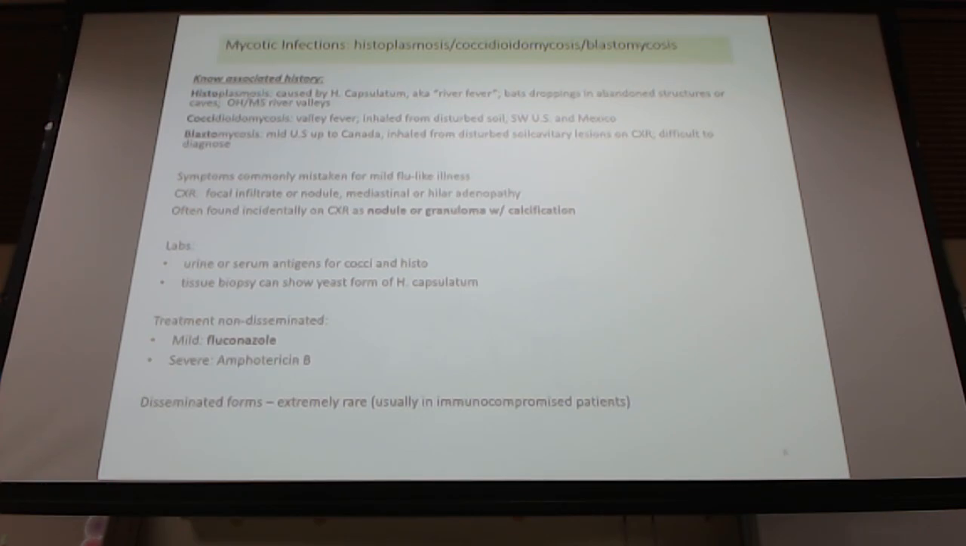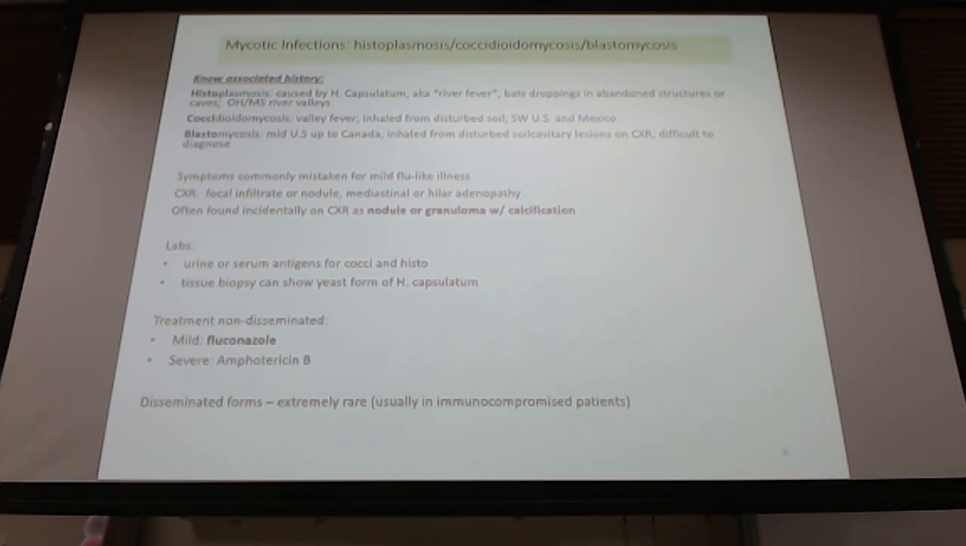And then symptoms are all commonly mistaken for a mild flu-like illness. Chest x-ray could have some focal infiltrates. Mediastinal and hilar lymphadenopathy is common to see with these. That's how the body responds to a fungal infection in the lungs. These are often found incidentally. You can test for the coxy and histo in the urine. You can obviously biopsy for all these.